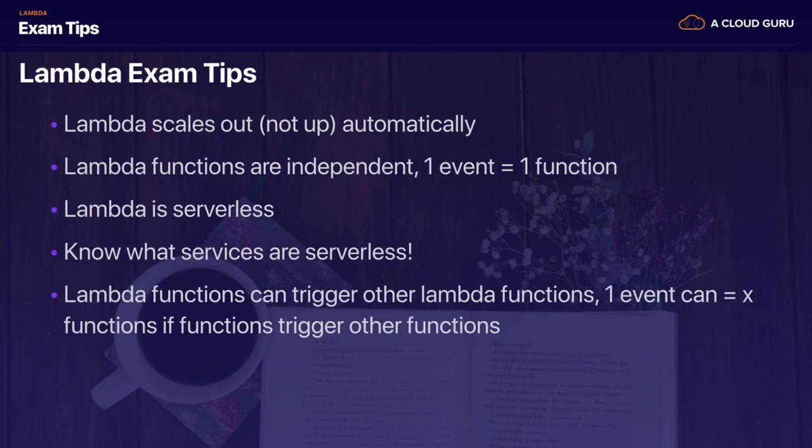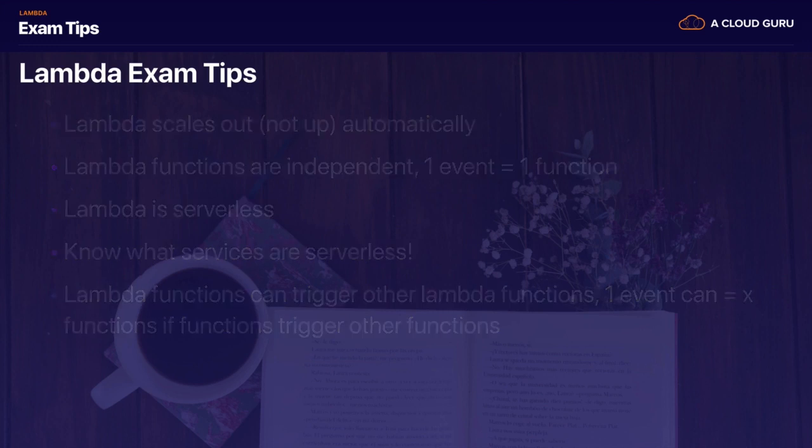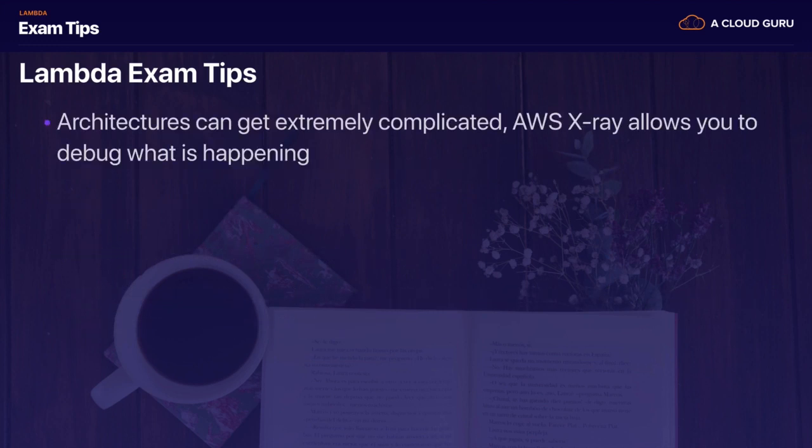It's a virtual machine. And then just remember that Lambda functions can trigger other Lambda functions. So one event can actually equal X number of functions if functions are triggering other functions. You could have one event which triggers off 5 or 10 or 15 or 20 different Lambda functions. And just remember that architectures can start getting extremely complicated with Lambda, and it can be really difficult to debug these. That's what the AWS X-Ray service allows you to do. It allows you to go in and debug what is happening with Lambda. We're not going to have a lecture on X-Ray because literally all you need to know is what it is. It helps you debug your serverless applications.